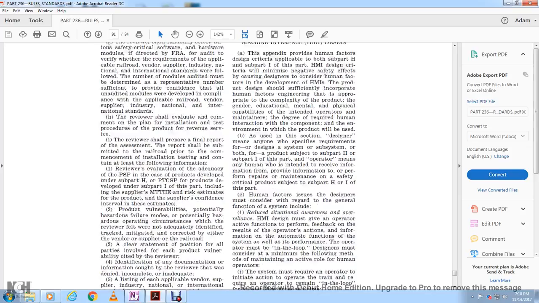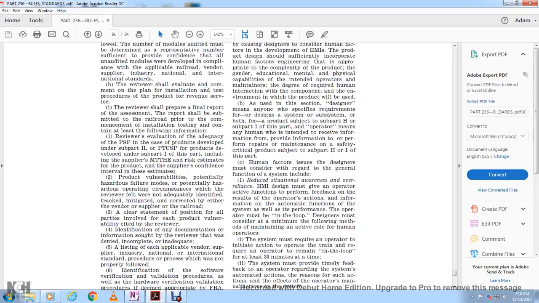With this part, human factors, the factors issued with the designer must consider with regard to the general function of the system, included the reduced situational awareness of the over-reliance. Human-machine interface designs must be given with an operator the active function to perform feedback on the result of the operator's action information with the automatic function of the system, as well as its performance of the operation must be in a loop. The design must be considered with the machine with the following the methods of the maintaining an active role of the human operators.